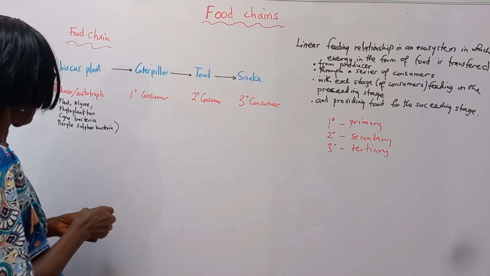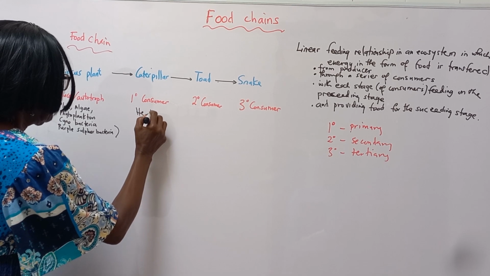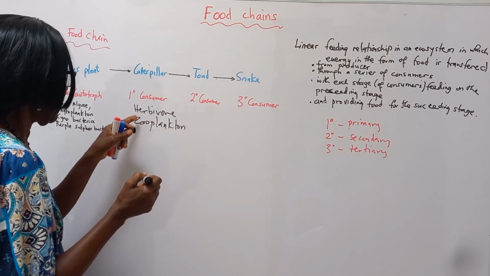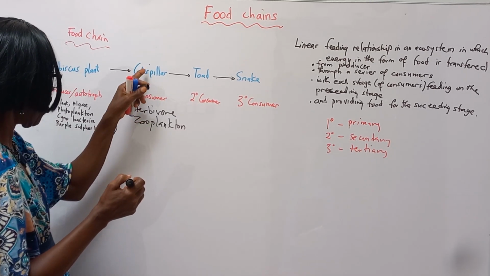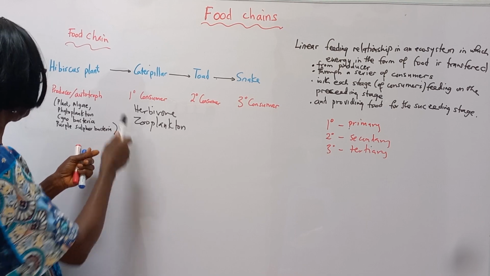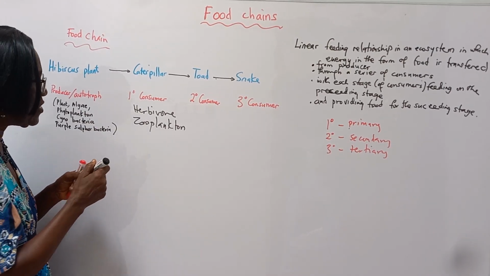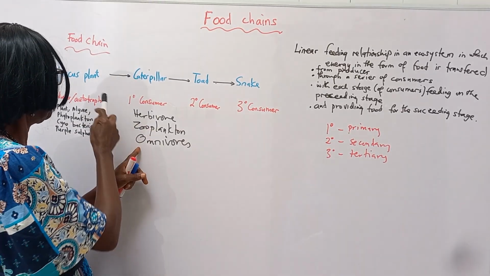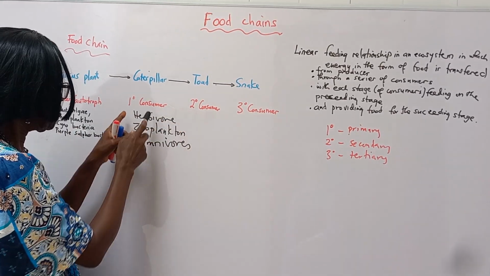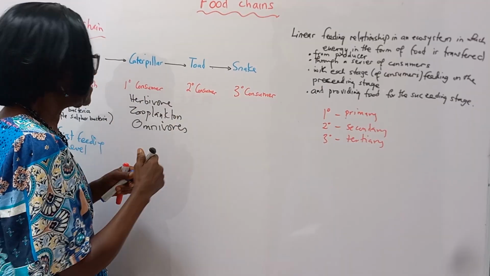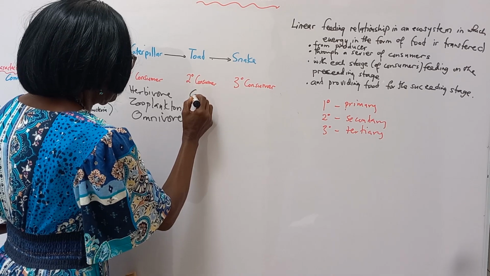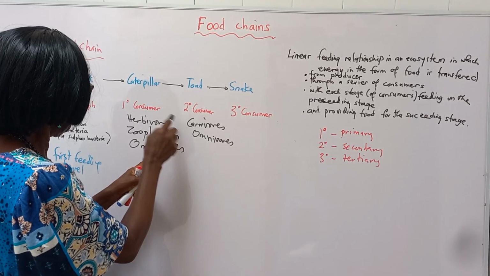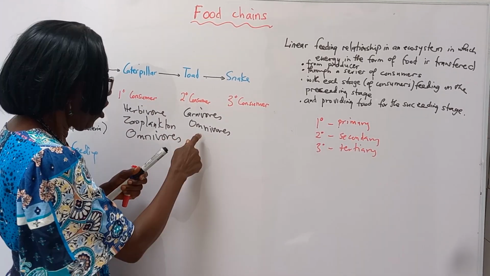Primary consumers are herbivores. They consume plant matter. If in water, you have zooplankton that occupy the primary consumer level. They feed on plants. And then you can also have omnivores, like man. They feed on both plant matter and animal matter. So these are the occupants. The secondary consumers can be carnivores or omnivores. Omnivores can feed on plants, or they can feed on animals and plants.